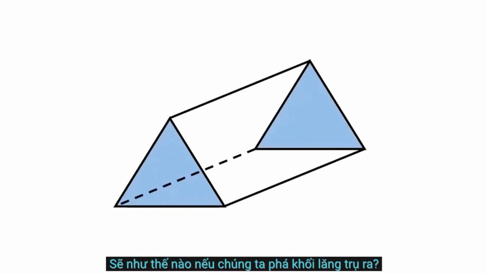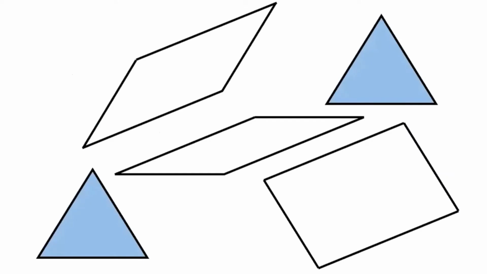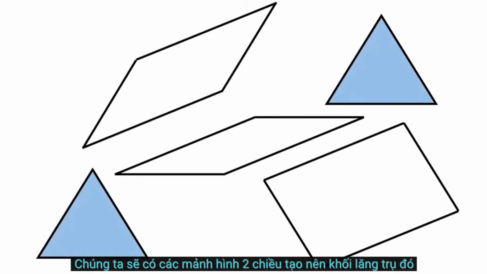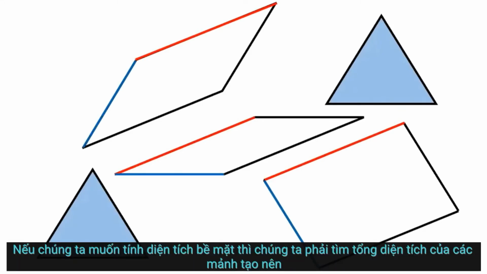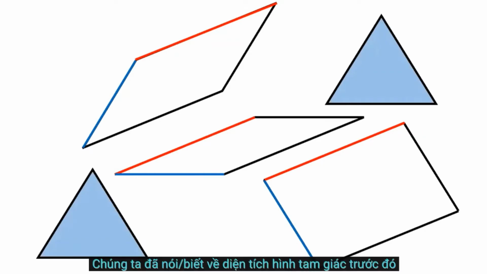So what happens if we break the prism out? We will have the 2D shapes which made the prism. If we need to calculate its surface area, that means we need to calculate each of these areas. We have talked about the equation of the area of the triangle before. So let's talk about these three shapes here.